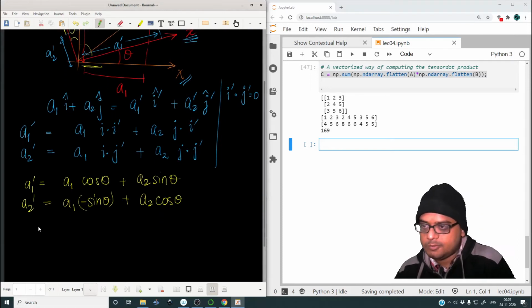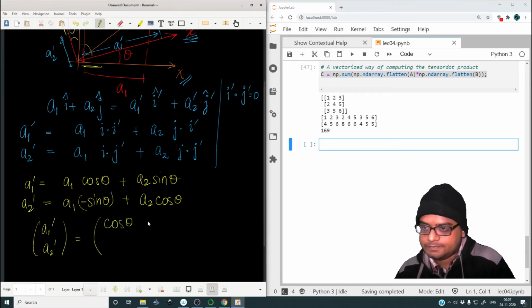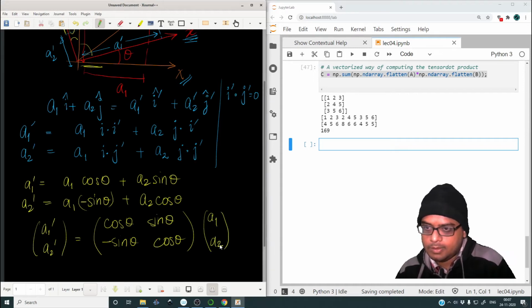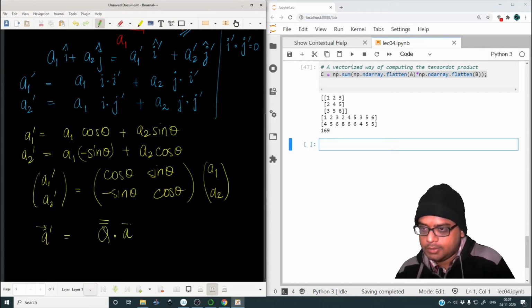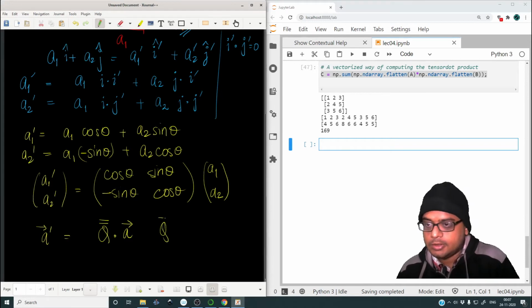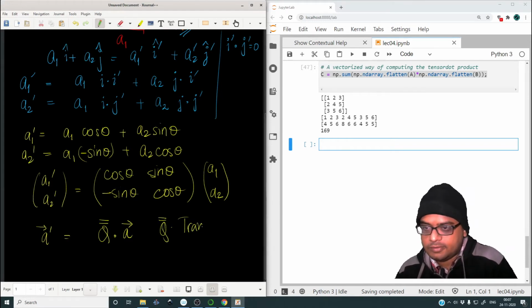So essentially we end up with a representation like this. a1 prime, a2 prime on one side is equal to the matrix cos theta, sine theta, minus sine theta, cos theta, times a1, a2. So essentially the a prime vector is equal to Q dot a, where Q is called the transformation matrix.